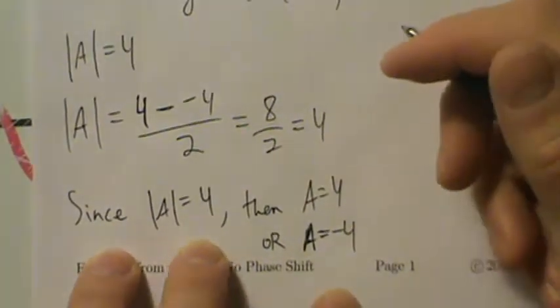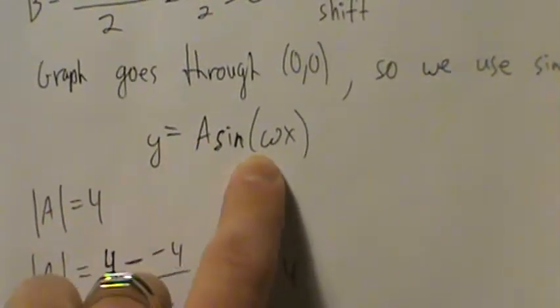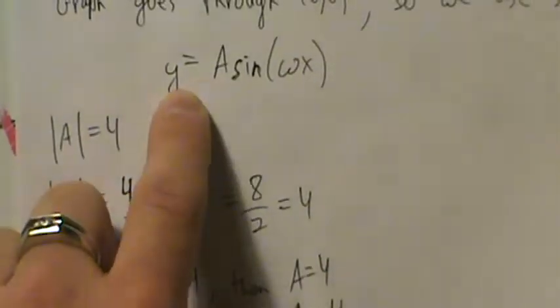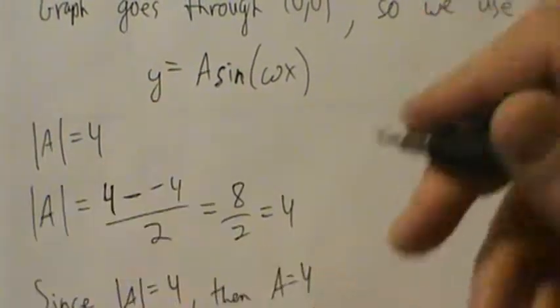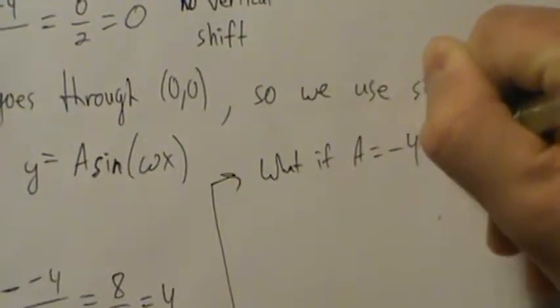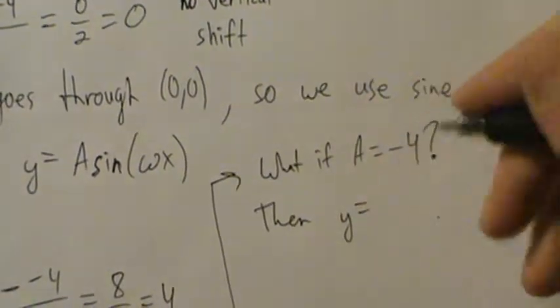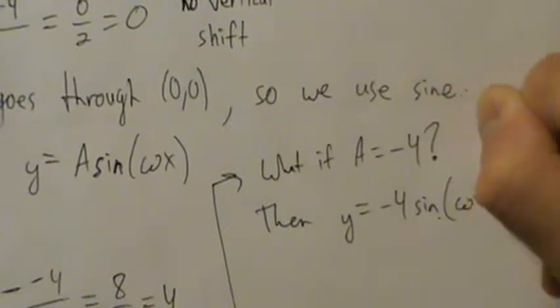Okay, so how do we know which one to pick? Well, is it going to be positive or negative? So what we have here is y equals a sine omega x. So what if a were negative 4? Then what would happen to the graph? So if we have a negative 4 out here, let's come up here and say, what if a equals negative 4? Then y equals negative 4 sine omega x.